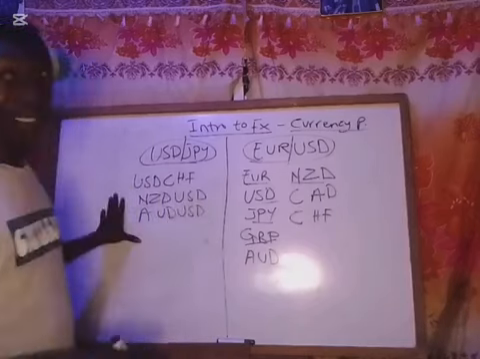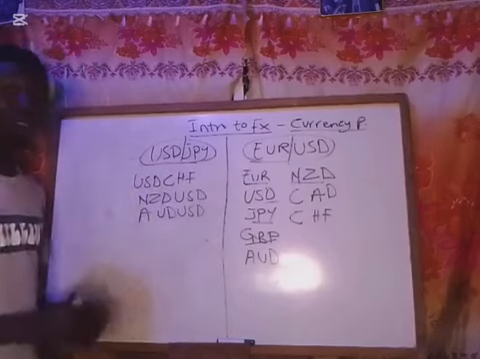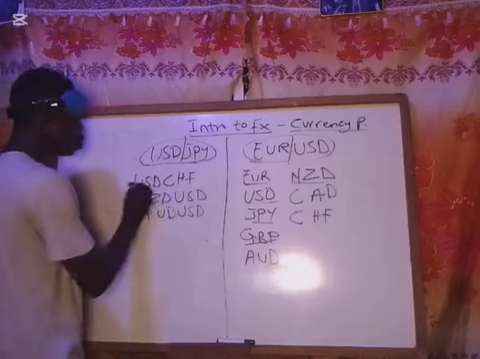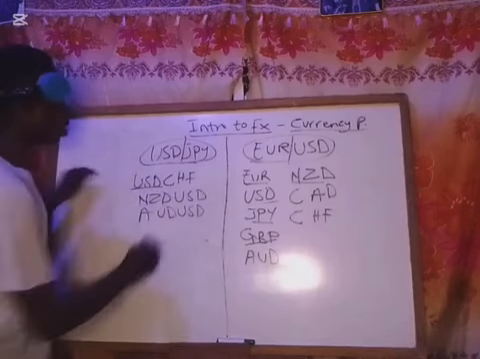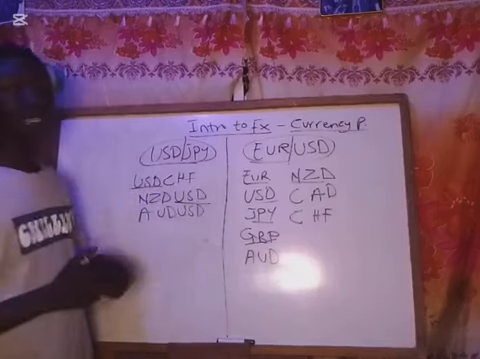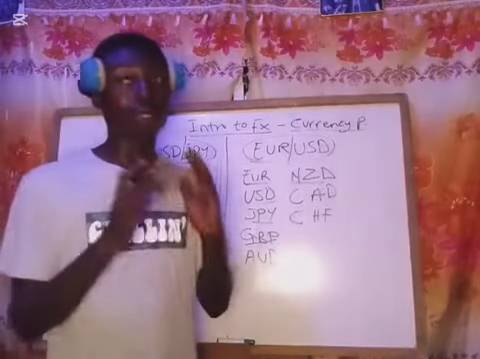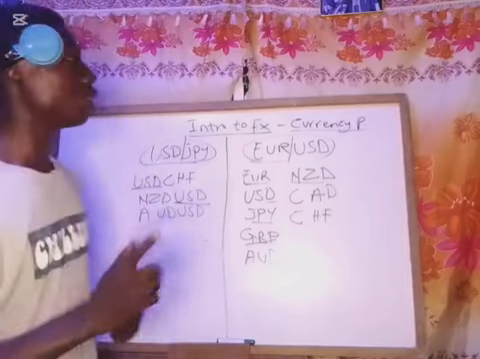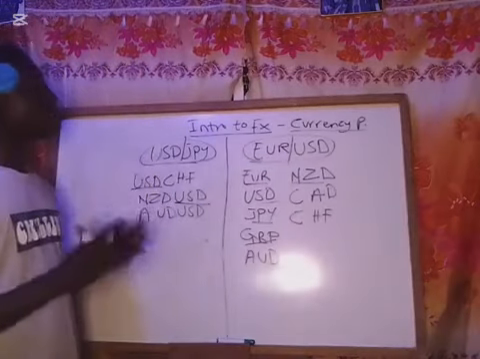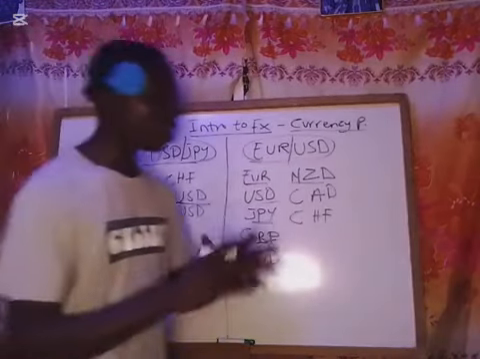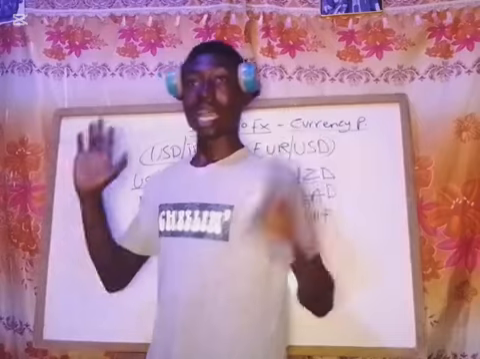All these pairs that you are going to see over here, as far as they have the USD at the beginning or at the end, it means that they are major pairs. That's the major pairs. And one thing I want you to know about the major pairs is that they are very volatile in the forex market. They are very, very volatile as compared to the other markets.